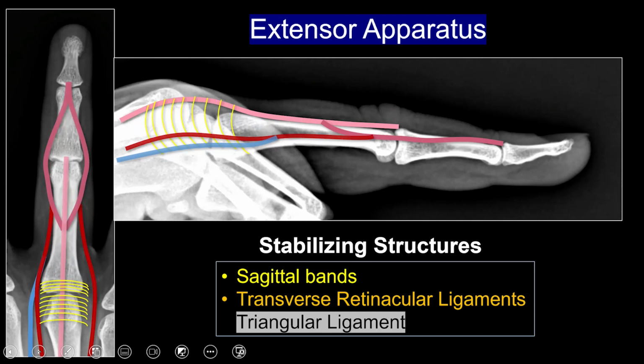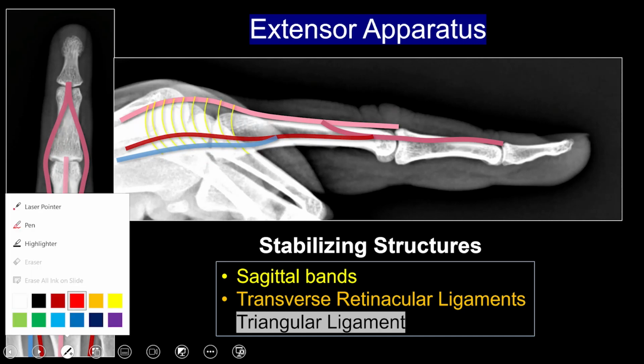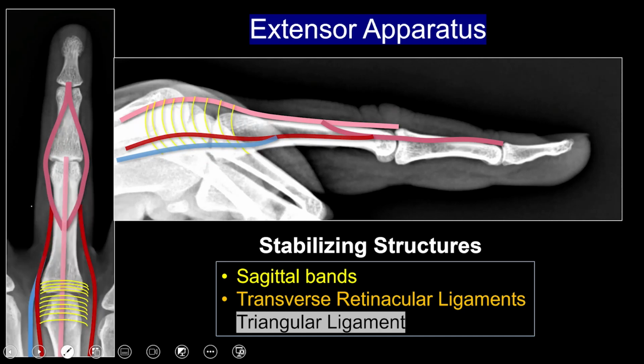In case the sagittal band is injured, you are likely to get displacement of the extensor tendon either on the radial side or on the ulnar side. And this is a common injury which is seen among boxers and also among people who have rheumatoid arthritis. The sagittal bands get destroyed or injured, and this leads to subluxation and dislocation of the extensor digitorum tendons. So that's the anatomy of the sagittal bands.